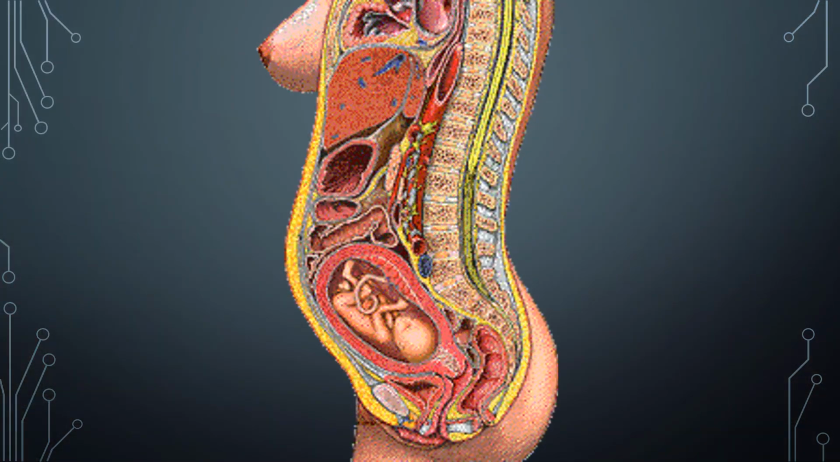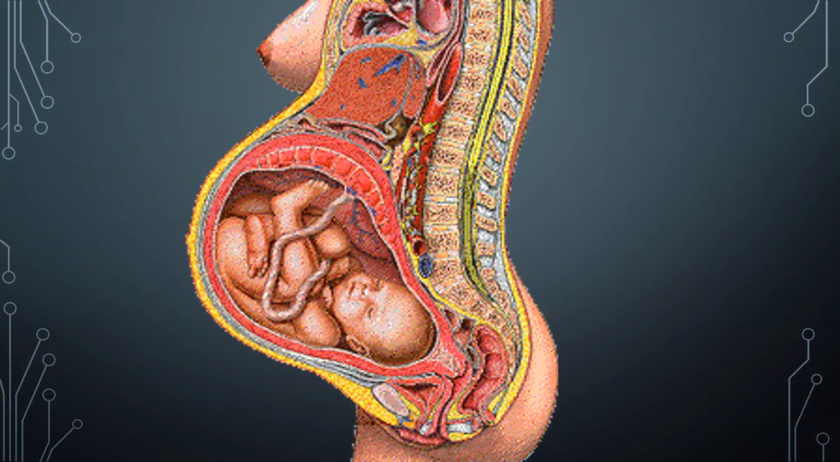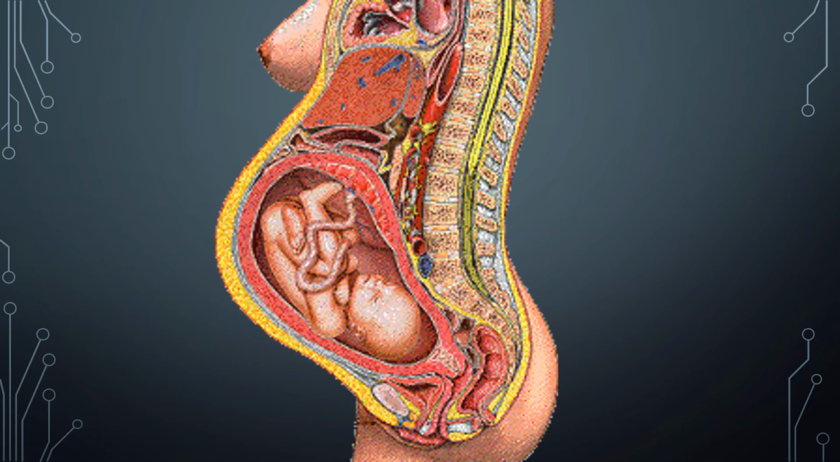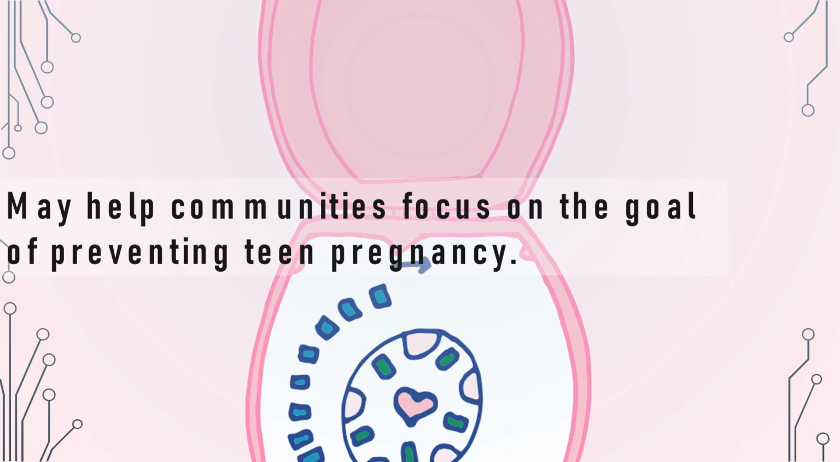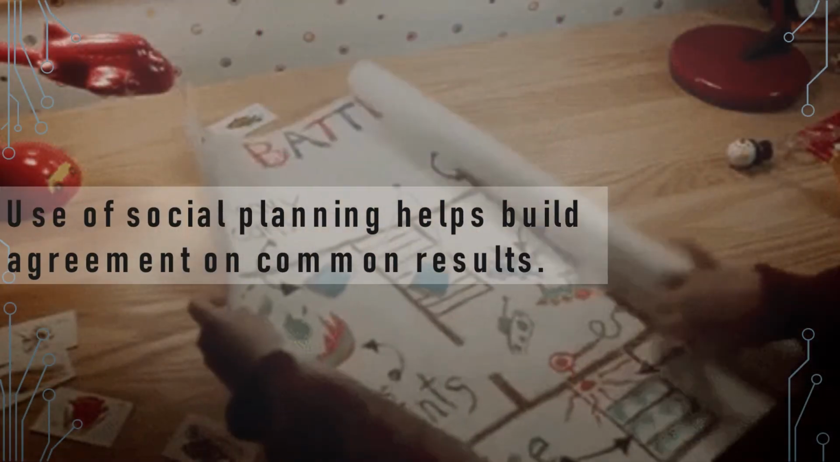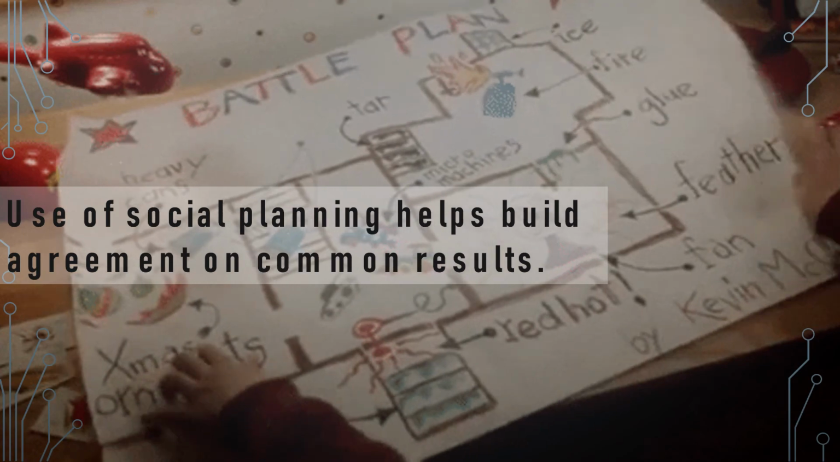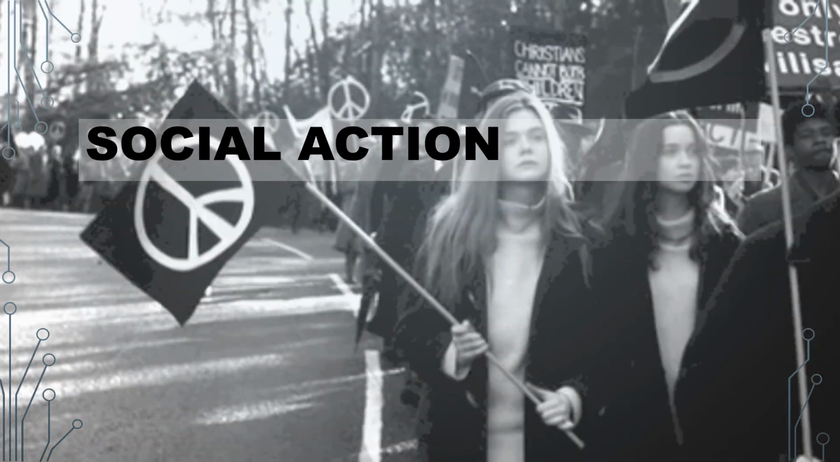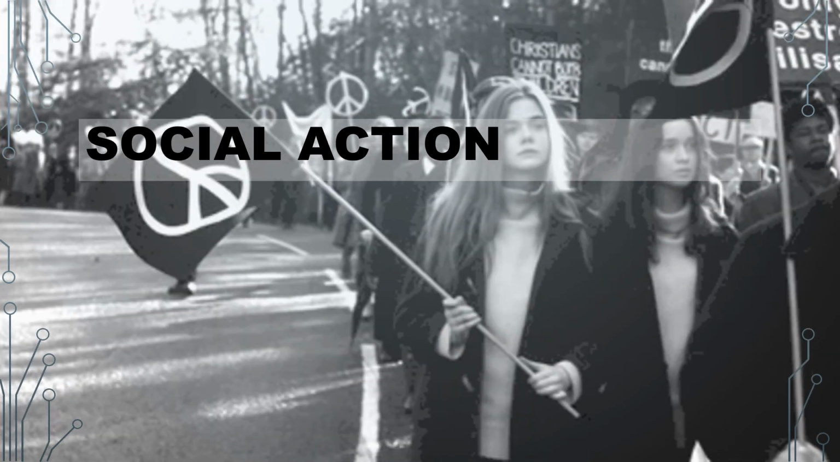For example, information about high rates of adolescent pregnancy, and factors that contribute to it, may help communities focus on the goal of preventing teen pregnancy, and even decisions about using controversial means such as sexuality education and enhanced access to contraceptives. Use of social planning helps build agreement on common results. The next model of community organization is social action.